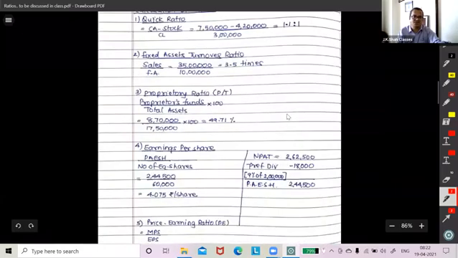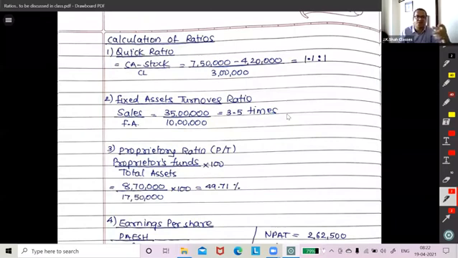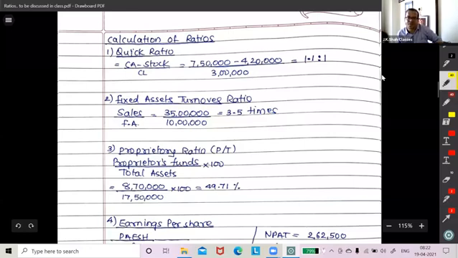Check your answers now. If you calculated the first part correctly, everything has to come out correct. Quick ratio: from current assets of 750, we subtract a closing stock of 420. Current liabilities are 3 lakh. So the ratio is 1.1 to 1. This is our final answer for the quick ratio.